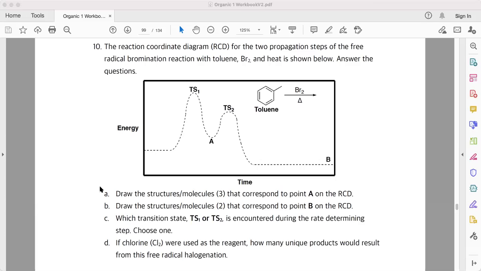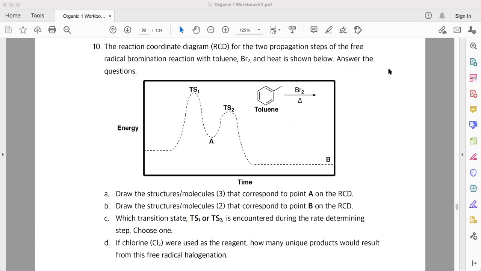Then for C, it says, which transition state, 1 or 2, is encountered during the rate determining step? What do you guys think in the chat box? Where's the chat box? Okay, there we go. I see a whole bunch of people saying 1, 1, 1. Yeah, good. So yes, it's transition state 1. Remember, the rate determining step corresponds to the highest energy barrier, and that would be clearly transition state 1.